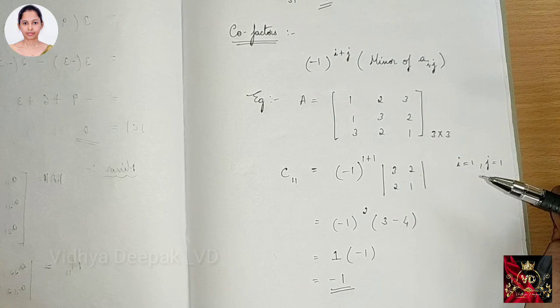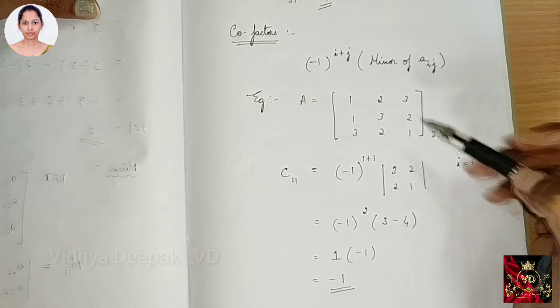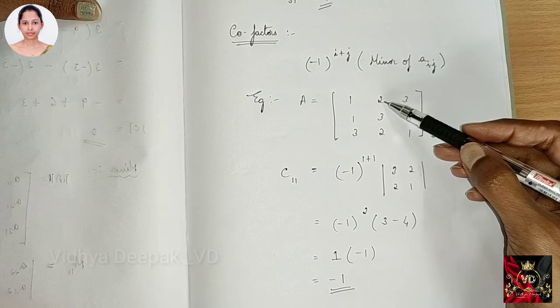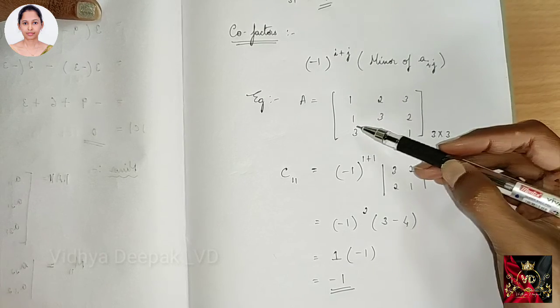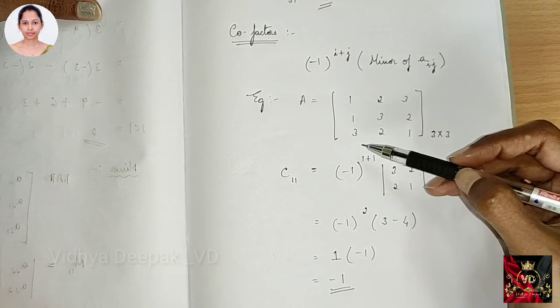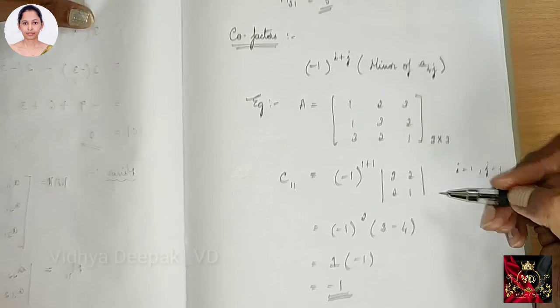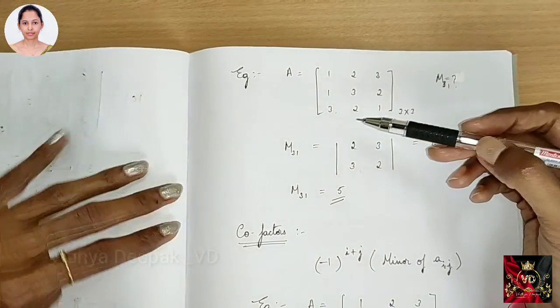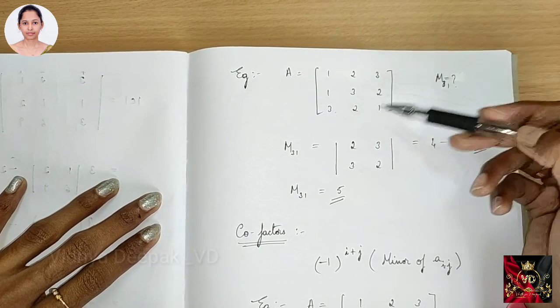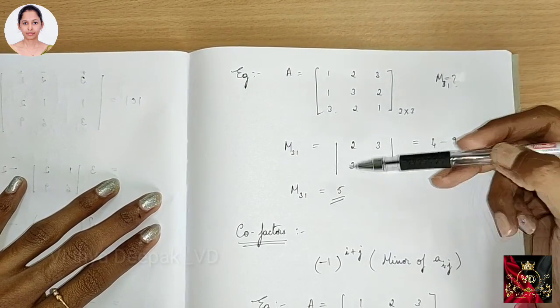So I want all of you to try to find the cofactors of A12, A13, A21, A22, A23, A31, A32, A33. So all the other cofactors I want you to find, as well as the minors for the rest of the elements apart from M31.